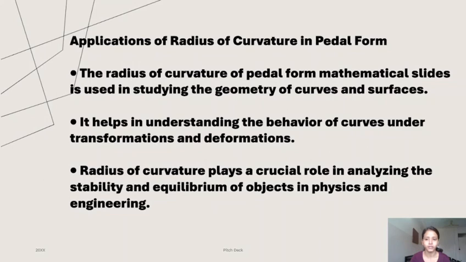Applications of radius of curvature in pedal form. The radius of curvature of pedal form is used in studying the geometry of curves and surfaces. It helps in understanding the behavior of curves under transformations and deformations. Radius of curvature plays a crucial role in analyzing the stability and equilibrium of objects in physics and engineering.